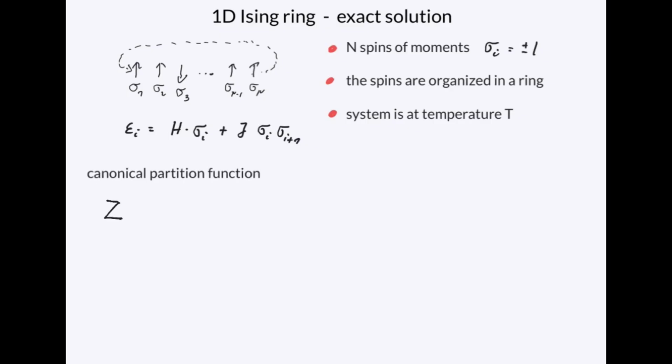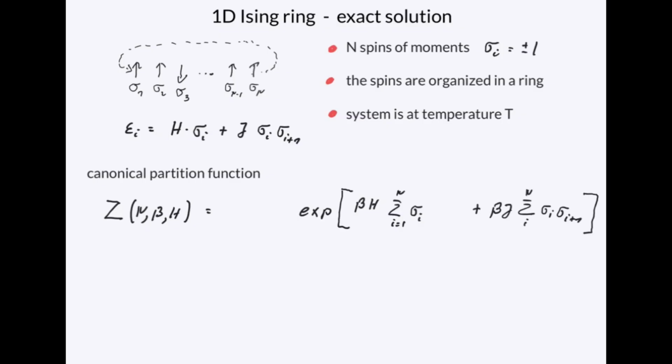Now in this situation, the canonical partition function reads as e to the power beta h sum on all spins i from 1 to n sigma_i plus beta J sum on all spins i from 1 to n sigma_i sigma_i+1. Now, in order to make this situation symmetric, we add in the first term another term sigma_i+1, and because of the double counting, we divide the prefactor by 2. Then we have to consider the sum on all possibilities of sigma_1, sigma_2, up to sigma_n, where each of those can have the two values plus or minus 1.